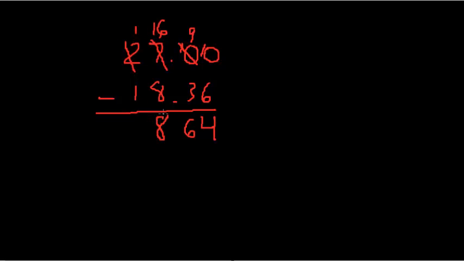So I have 8 and then nothing here. Put my decimal point straight down. So 27 minus 18.36 is 8.64.